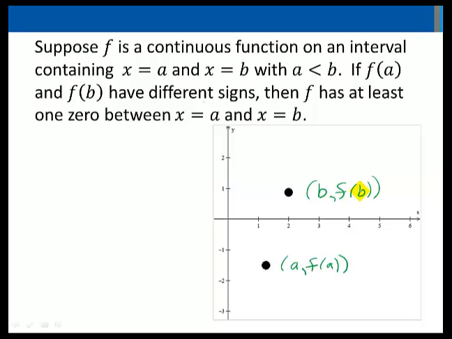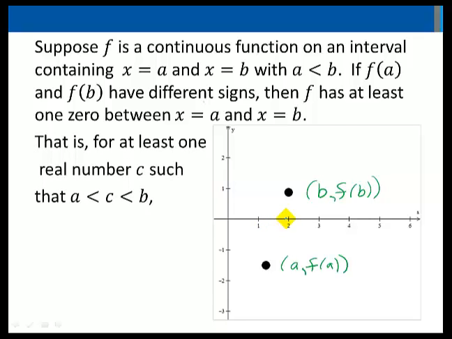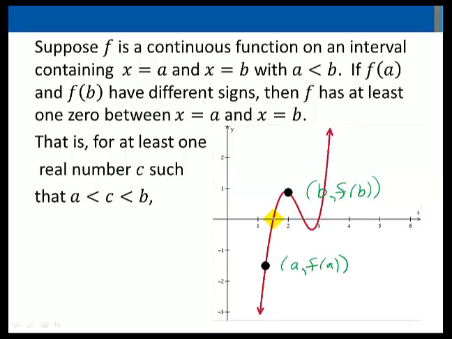So this is telling us that our continuous function that connects these 2 points between a and b will cross through the x-axis at least one time. There will be at least one zero between a and b. Another way to say this is there is at least one real number c such that a is less than c is less than b. And let's look at our graph now. And here we could see this number c, and we could see that f of c equals 0.